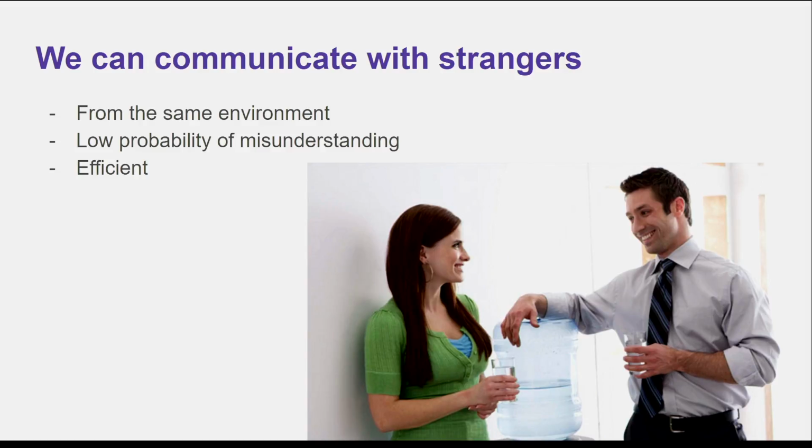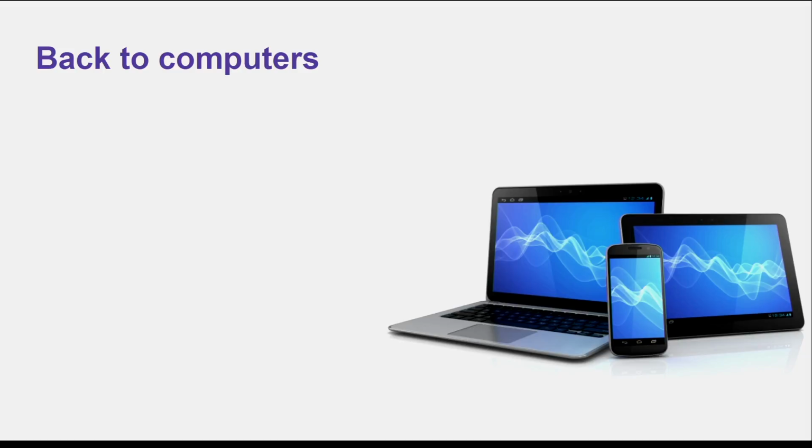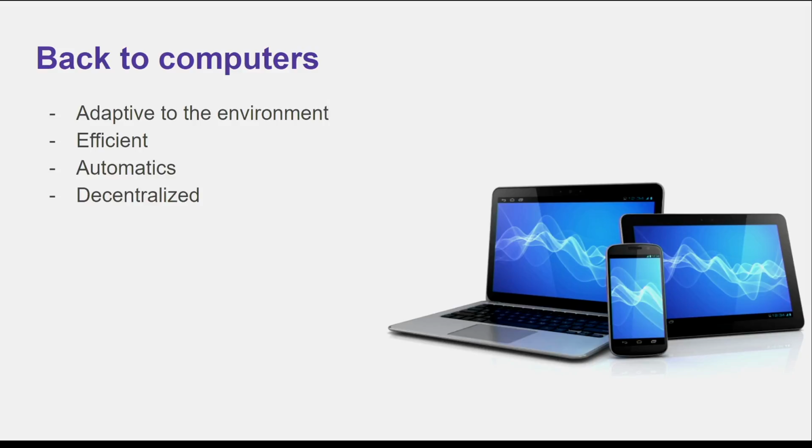So those features we really want to have also in computers, in computational devices, laptops, tablets, even phones. We want those machines to be adaptive to the environment. In order to communicate efficiently, we want this process to be automatic and decentralized, in order to have the ability to communicate with new machines, like a printer.